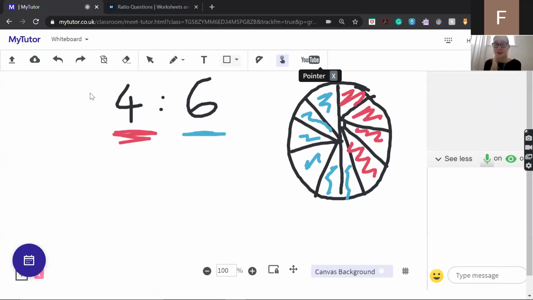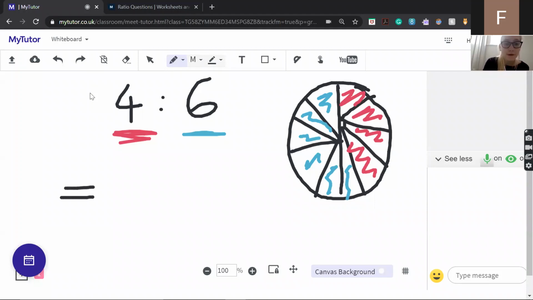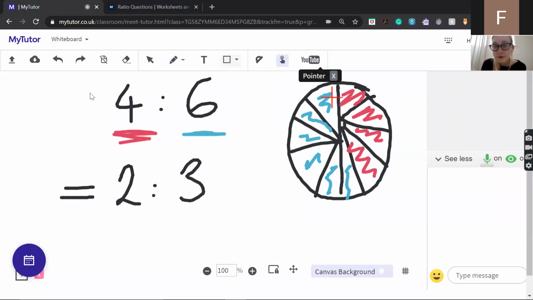Now what we can also see is that we can simplify these just like we could simplify a fraction. So you can divide both the left and right hand side of the ratios by the same number. So here we can divide them both by 2. So this is exactly equivalent to the ratio 2:3. And we can see that here for every 2 of these, there's 3 of these.